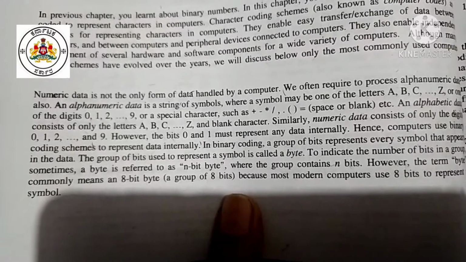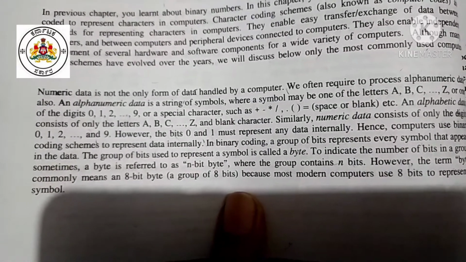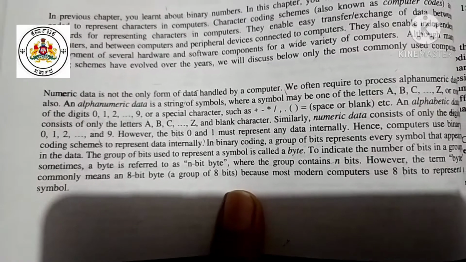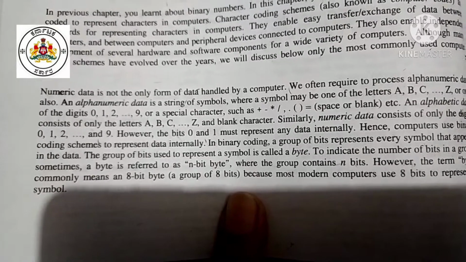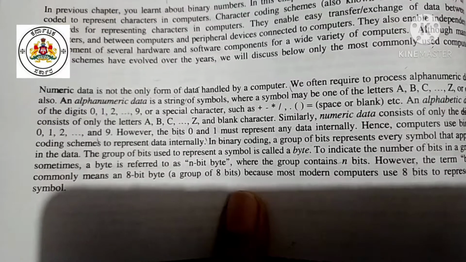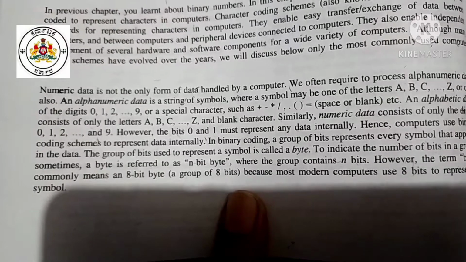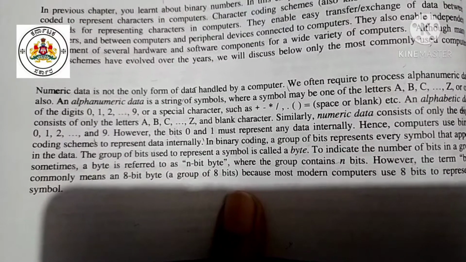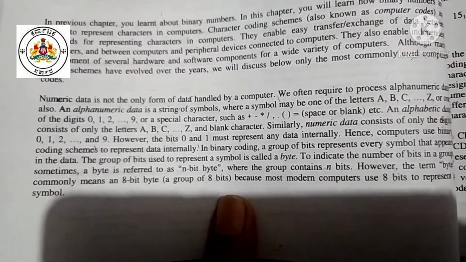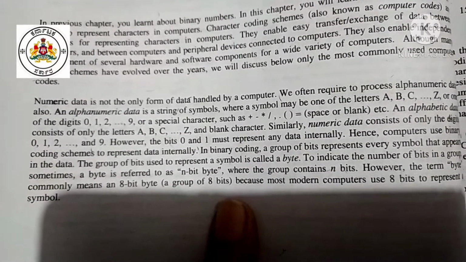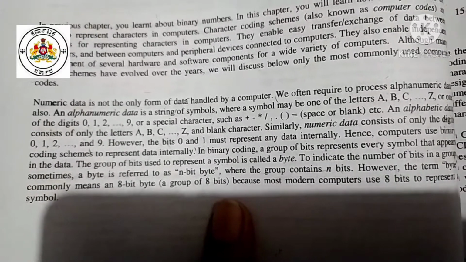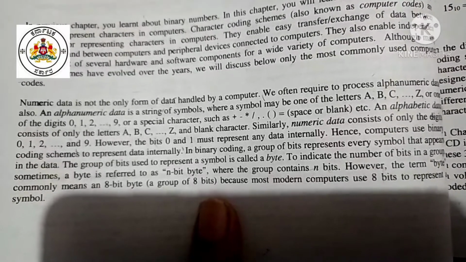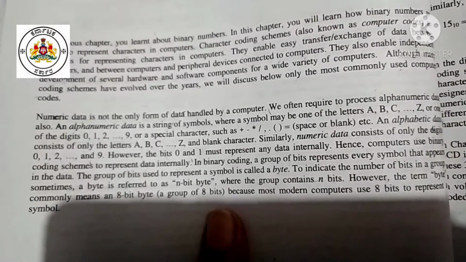And these symbols, which we recognize as alphabets, numbers, and special symbols, systems take in the form of bits, that is 0 and 1. The bits 0 and 1 must represent any data internally. Hence, computers use binary coding schemes to represent data internally. In binary coding, a group of bits represents every symbol that appears in the data.